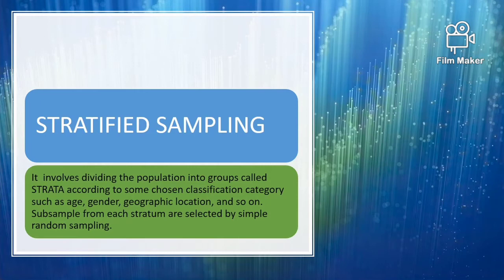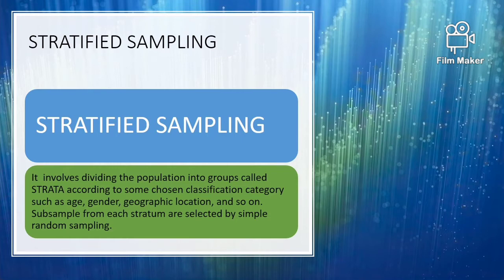Stratified sampling. It involves dividing the population into groups, called strata, according to some chosen classification category, such as age, gender, geographic location, and so on. Subsamples from each stratum are selected by simple random sampling.